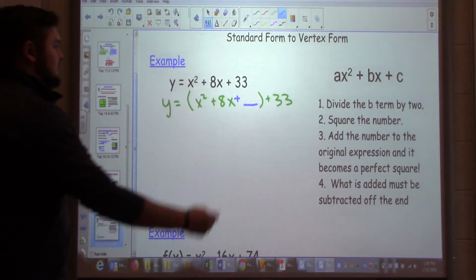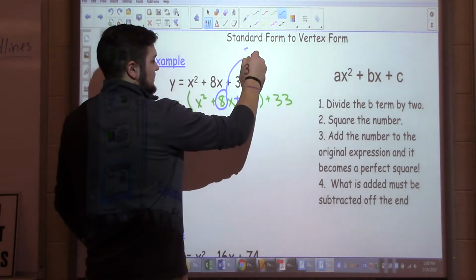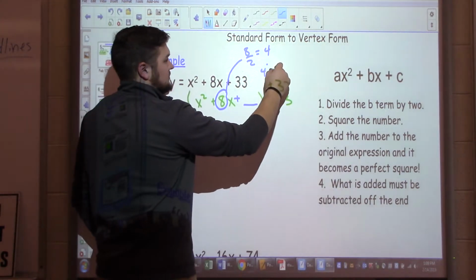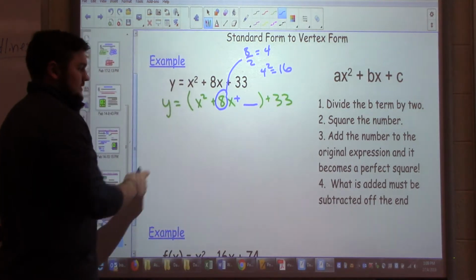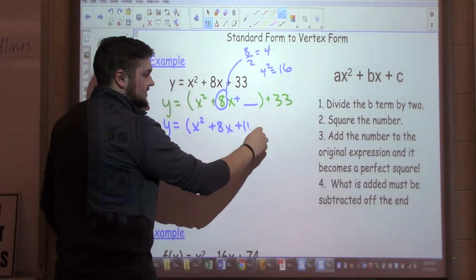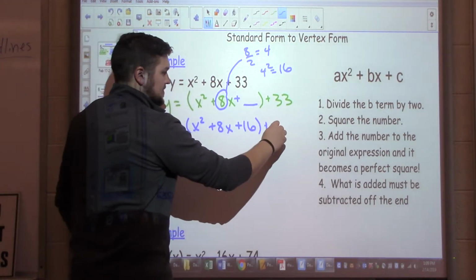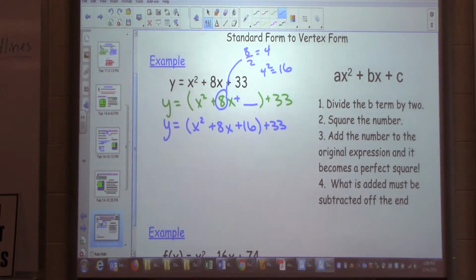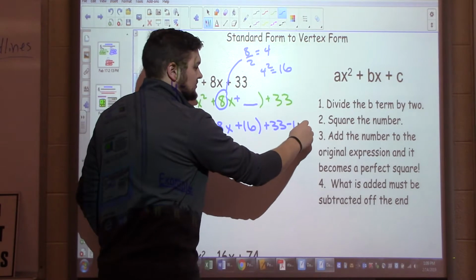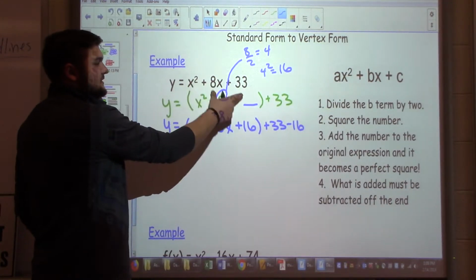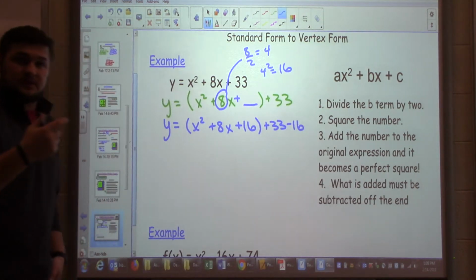Okay? So I'm going to take 8, divide it by 2. I get 4. 4 squared gives me 16. So I get y equals x squared plus 8x, and I'm going to add 16 on the inside, plus 33. And we said whatever we add, we also have to subtract. So if I add 16 on the inside, I need to subtract 16 on the outside. So we're completing the square for x squared plus 8x. But you can't lose that plus 33.